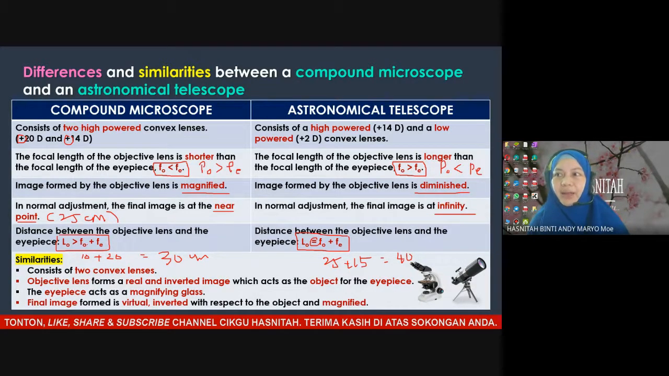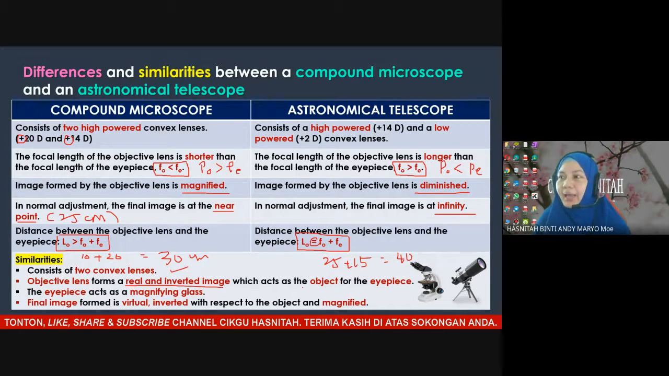LO greater than FO plus FE for microscope. LO equal to FO plus FE for telescope. Okay, and this is the similarity. Both consist of two convex lenses. Ini yang sama. Objective lens forms a real and inverted image.